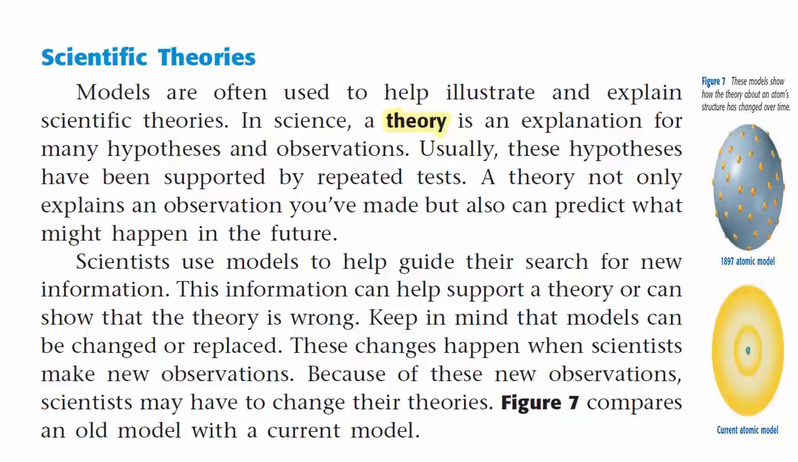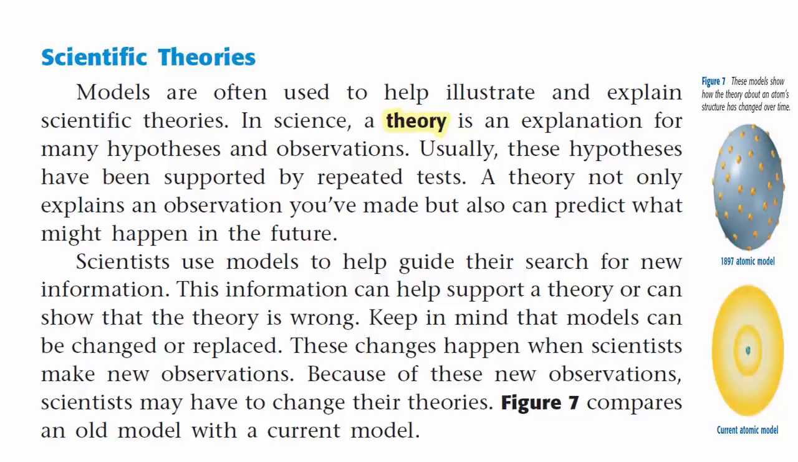Scientific theories. Models are often used to help illustrate and explain scientific theories. In science, a theory is an explanation for many hypotheses and observations. Usually, these hypotheses have been supported by repeated tests. A theory not only explains an observation you've made, but also can predict what might happen in the future.